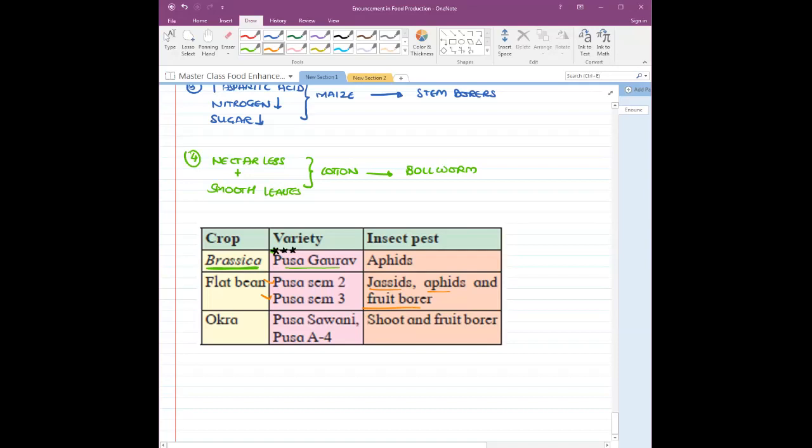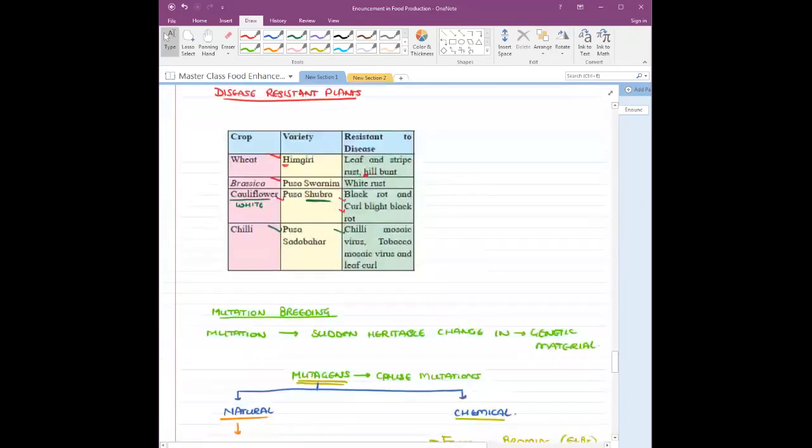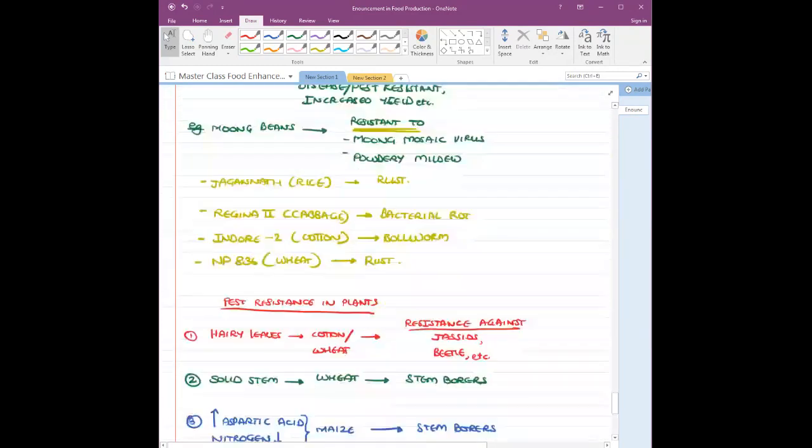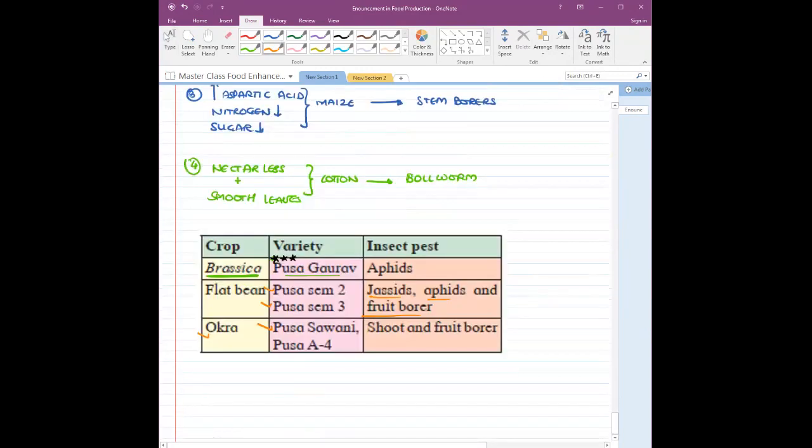And finally, we have your okra. This is Pusa Sawani. Earlier, guys, we had seen Pusa Swarnim. Okay, just see over here. That was another one, Pusa Swarnim. And Pusa Sawani, this is another one. Okay, guys, don't get confused. Pusa Sawani and Pusa A4. Once again, what are they against? They are going to be against your shoot and your fruit borers. So this is what we need to know with regards to your pest resistant varieties of your plants.